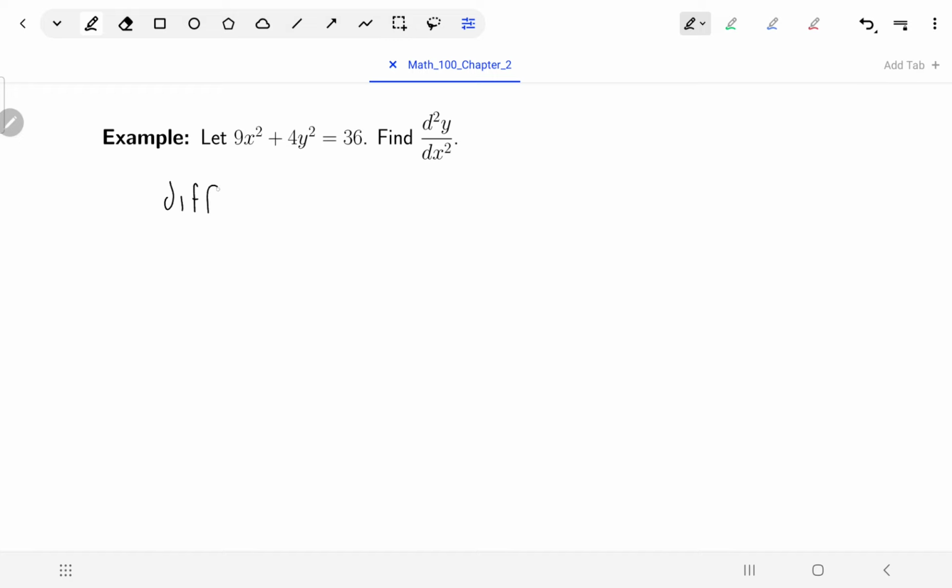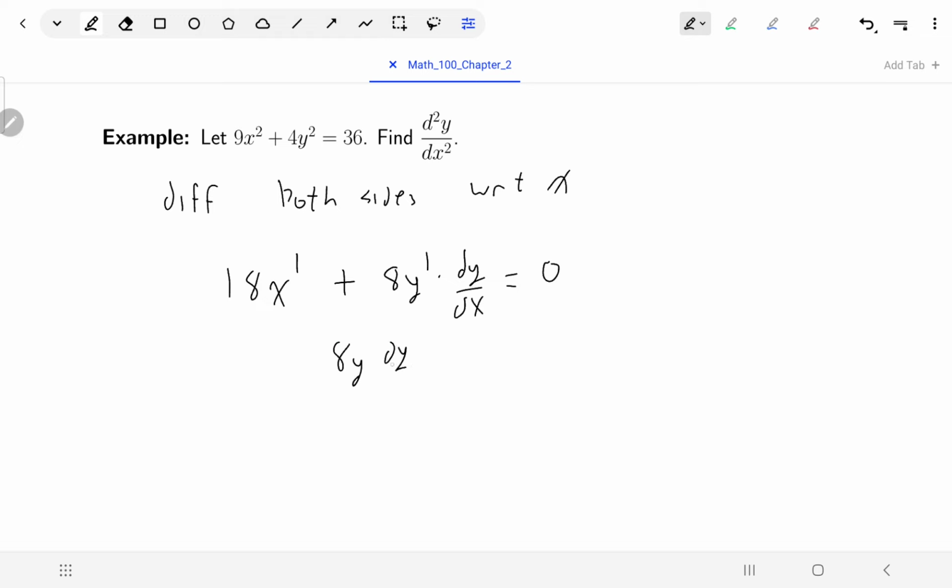So if I differentiate both sides with respect to x, so I have 9x squared, the derivative of that. Power rule says the 2 comes down, so 9 times 2, that's 18, x to the 2 minus 1, which is 1. For the derivative of 4y squared, same sort of thing, we're using power rule, and of course, the derivative of y is dy/dx. And then on the right side, 36, the derivative of that constant is 0. So I'm just going to clean up and solve for dy/dx.